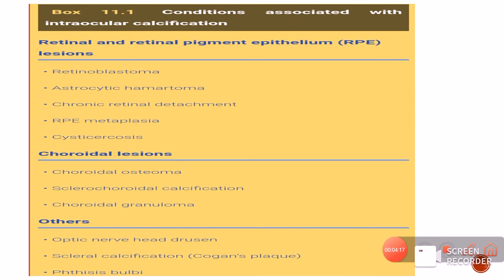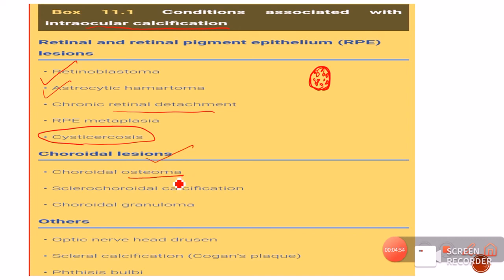This table over here shows us the various conditions which can be associated with intraocular calcification. What I want you to remember is retinoblastoma, and then there is astrocytic hamartoma, which is a tumor present on the optic disc itself. In this tumor also we have eggshell-like calcifications, multiple calcium deposits. Then we have chronic retinal detachment, which can show calcification. Cysticercosis can also show calcified cysticerci, after the larvae die, they get calcified. And then among choroidal lesions we have the osteoma, which I showed you, and there are other lesions also like phthisis bulbi.